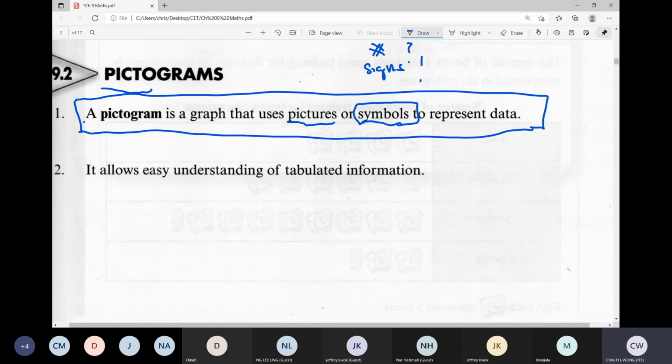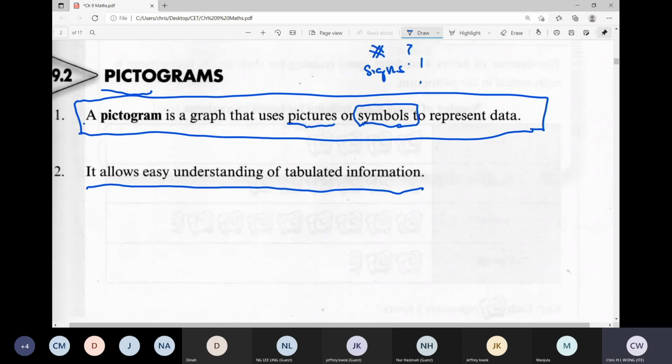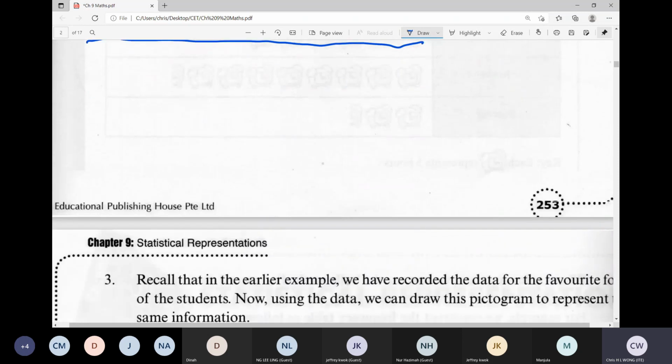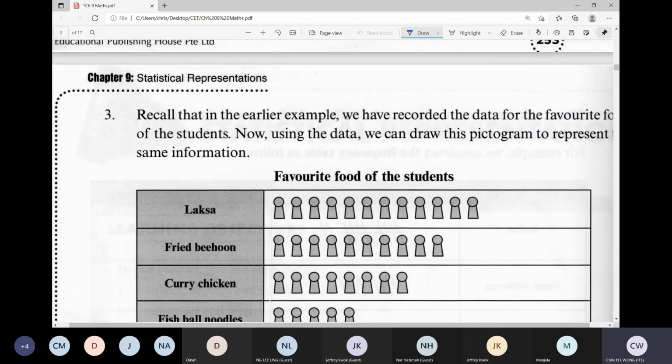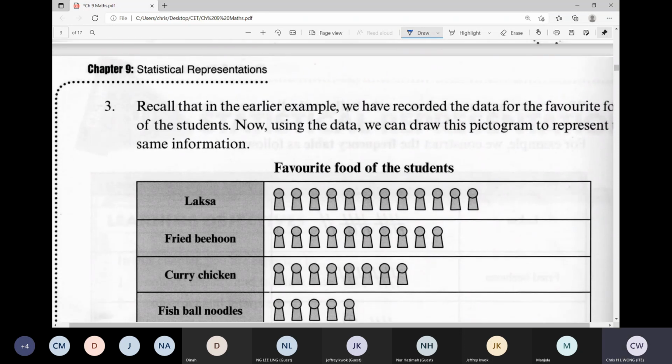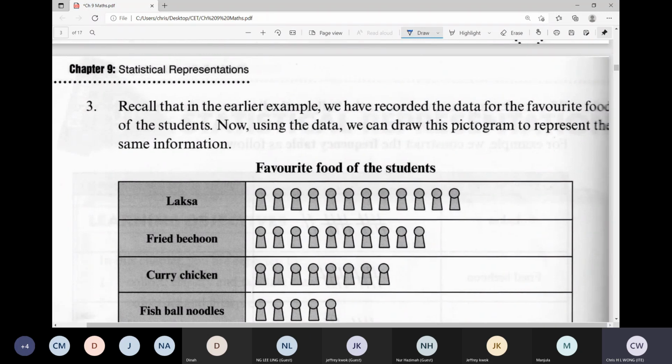Why do they use a pictogram? Because it's very easy to understand, to translate data to the audience. So people like to use this, but when the data gets too complicated, it's not a very good idea to use a pictogram. This is one example of a pictogram. Recall that earlier we recorded data for the favorite food of students. Now using this data, we're going to draw a pictogram to represent the same information.